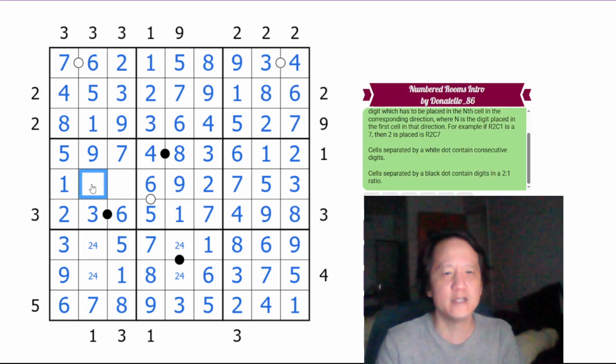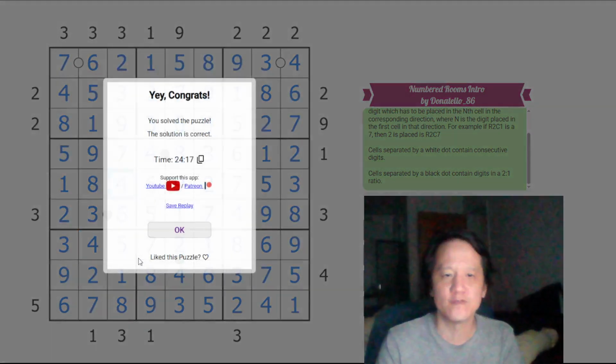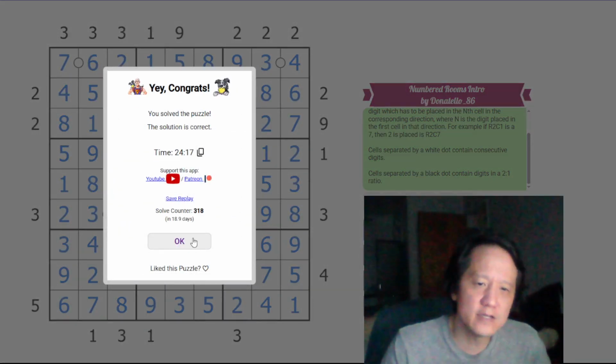We have remaining digits. This has to be an 8. The 4 has to be in the 5th spot here. So this is 4, which makes this 2, which makes that 4, which makes that 2. And therefore, this is the 4 here. And that's how you solve it.